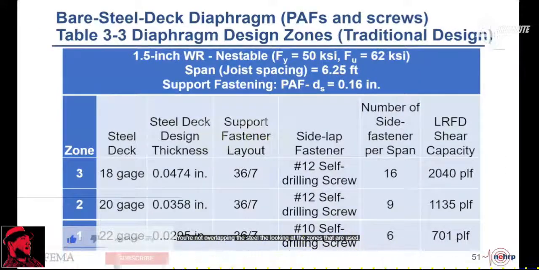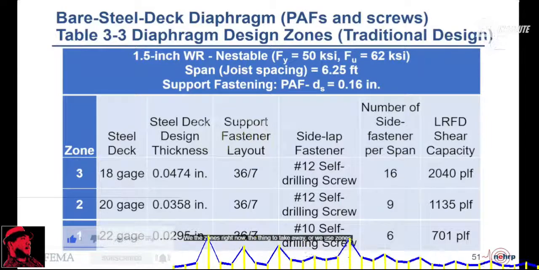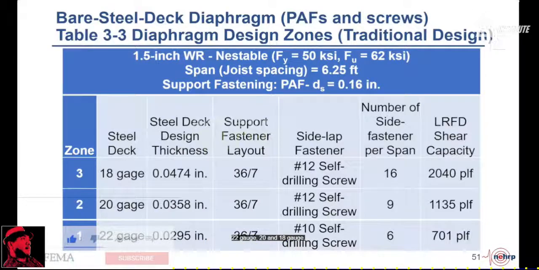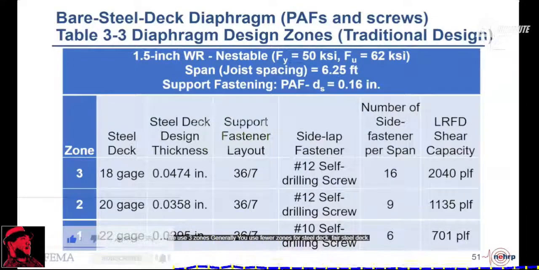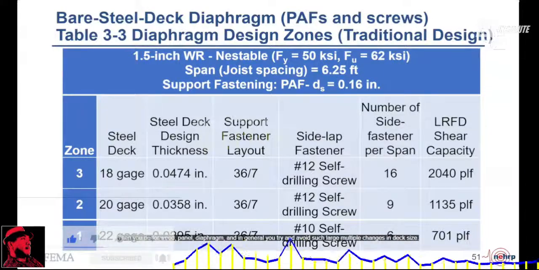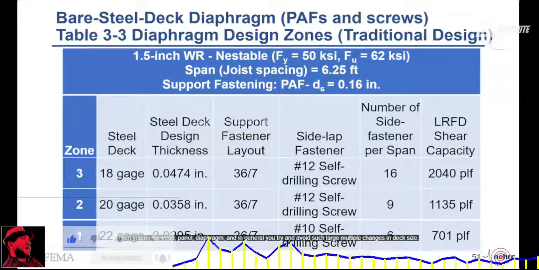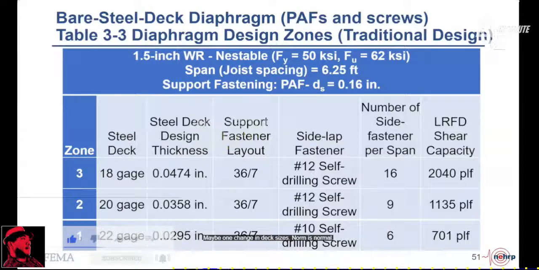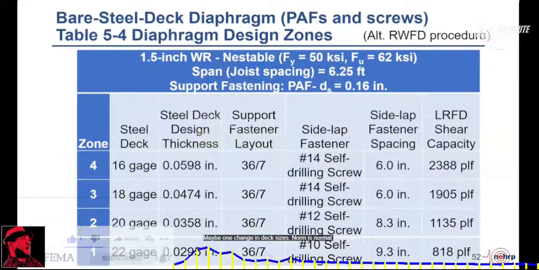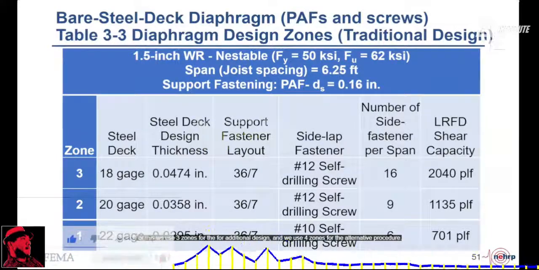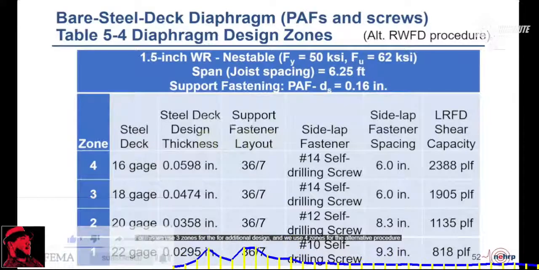Looking at the zones that are used, the thing to take away is that we use 22 gauge, 20, and 18 gauge. We use 3 zones. Generally, you use fewer zones for a bare steel deck than you do for wood panel diaphragms. And in general, you try to avoid such large multiple changes in deck size. Maybe 1 change in deck size is normal. For this, we use 3 zones for the traditional design, and we use 4 zones for the alternative procedure.